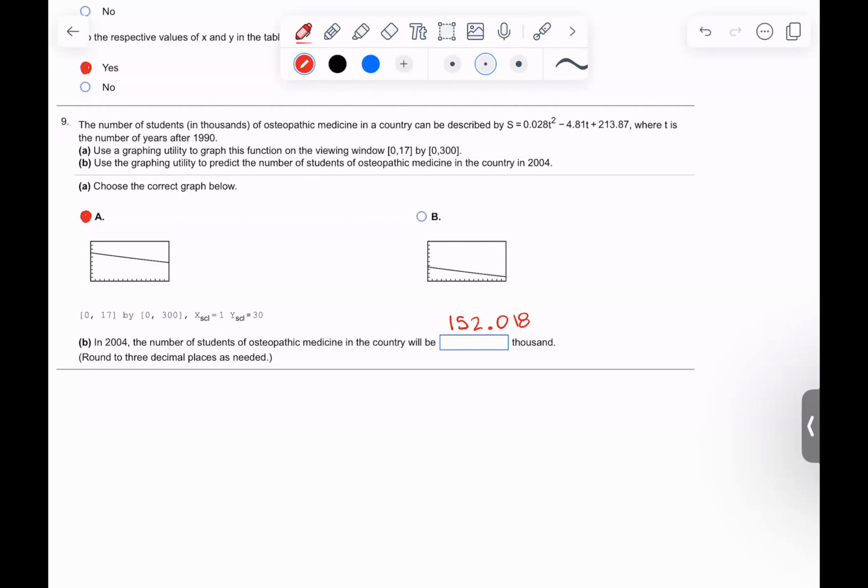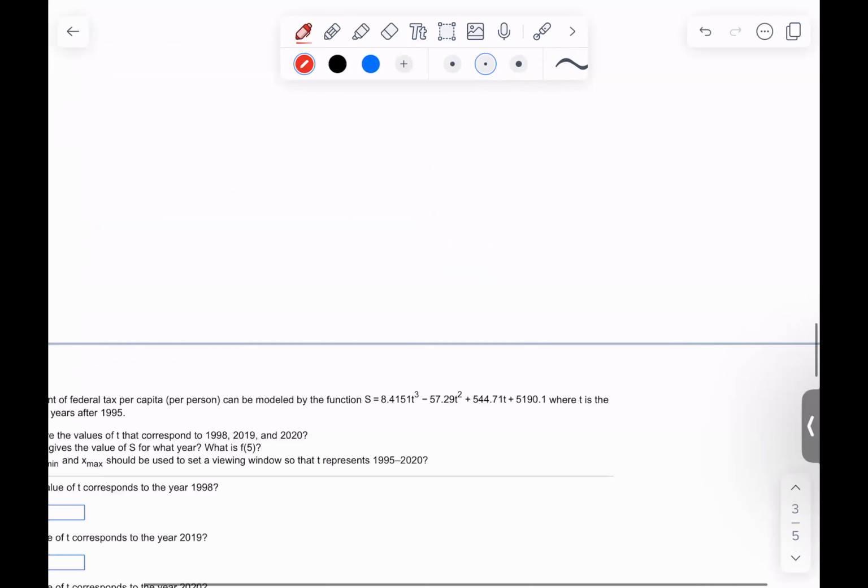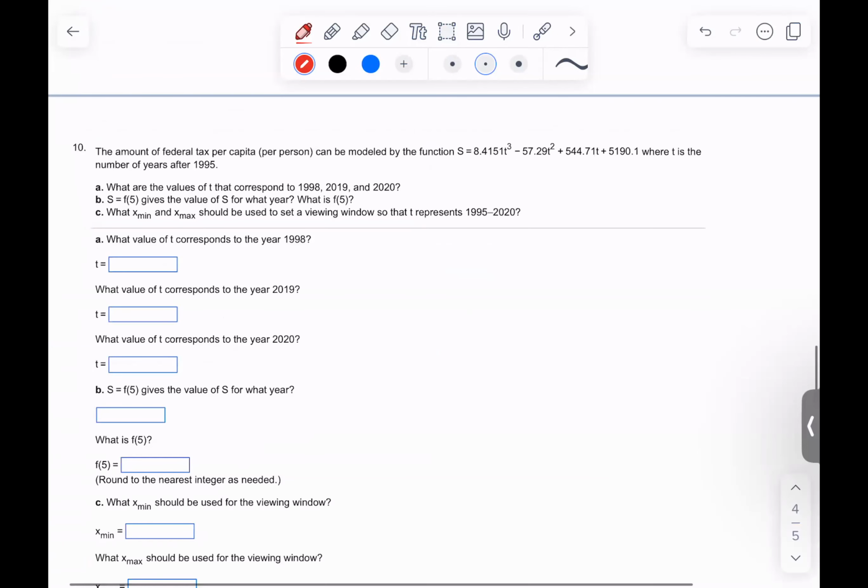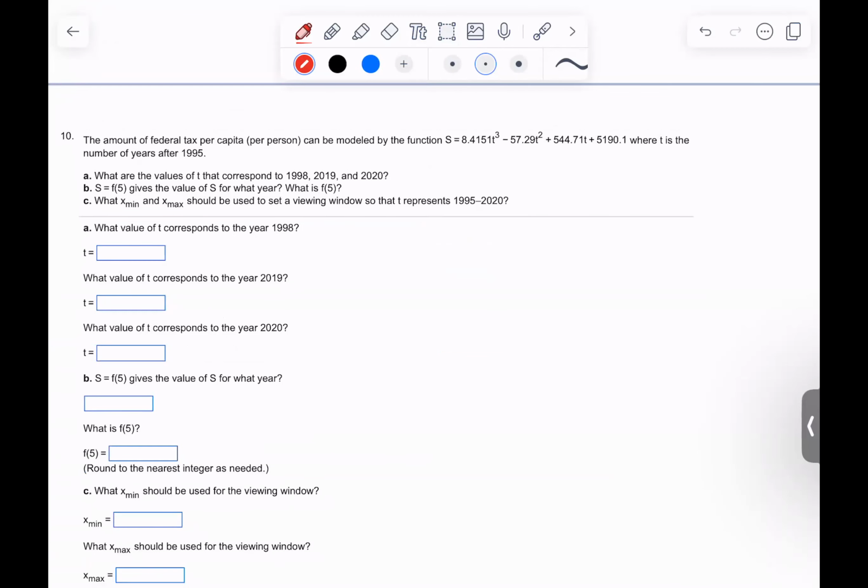All right, next problem, problem 10. The amount of federal tax per capita per person can be modeled by the function s equals 8.4151 t to the third minus 57.29 t squared plus 544.71 t plus 5190.1, where t is the number of years after 1995.